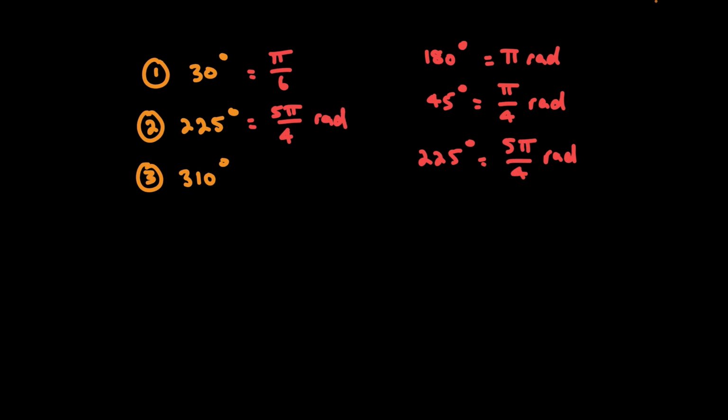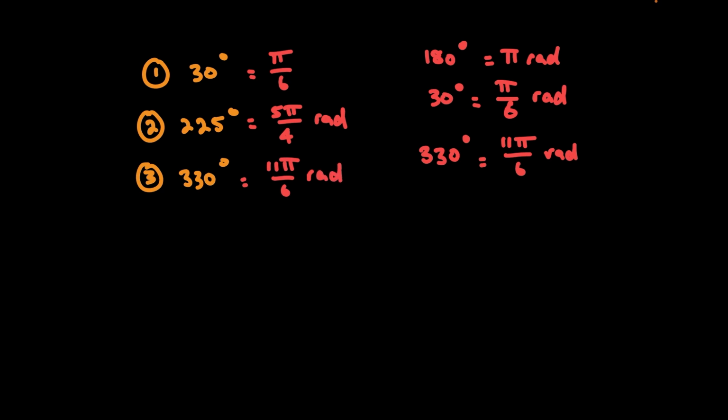What about 310 degrees? Well, 310 degrees, I realize, is a multiple of 30. If I want to work out 30 degrees, that's the same as pi on 6 radians, because we just worked it out in part A. And actually, I'm going to change this question from 310 to 330. So 330 is a multiple of 30 degrees, apologies. So if we want to times 30 to 330, times it by 11. So it's the same as 11 pi over 6 radians. That's how you go from degrees to radians.